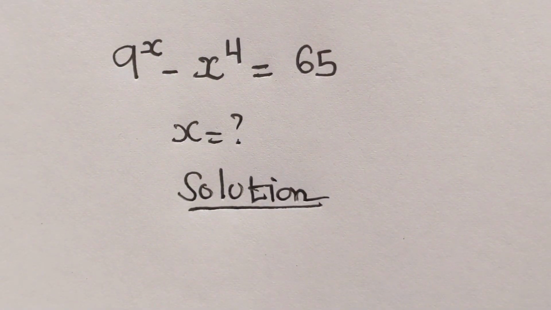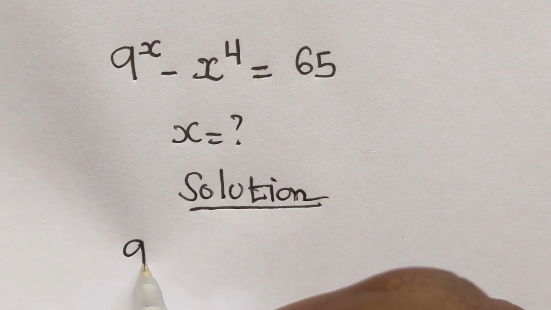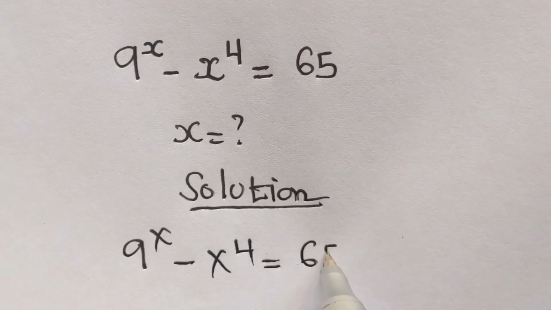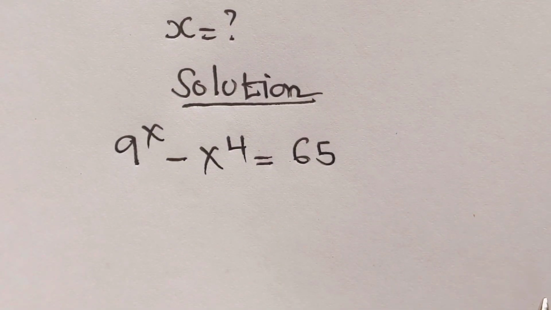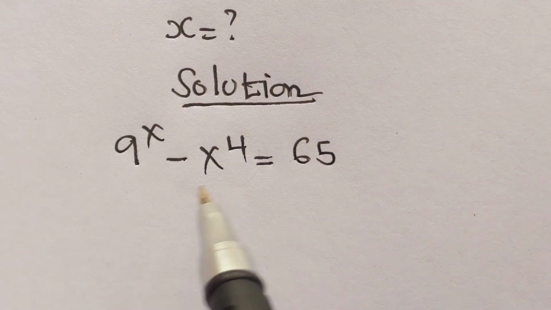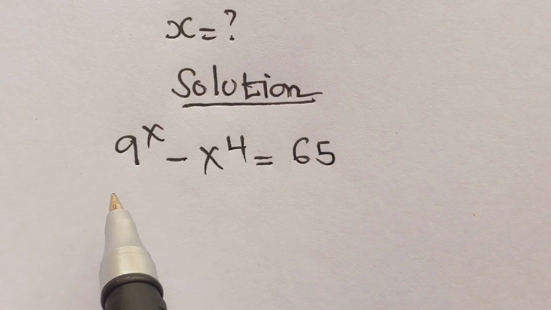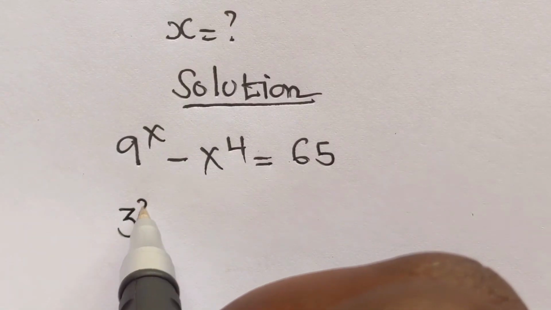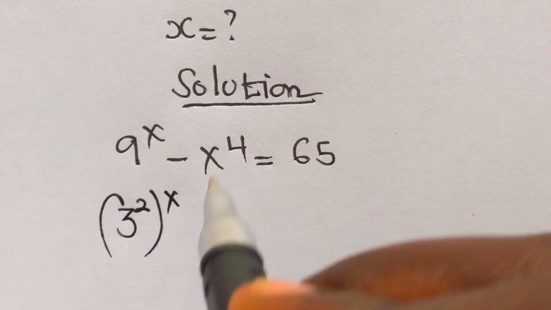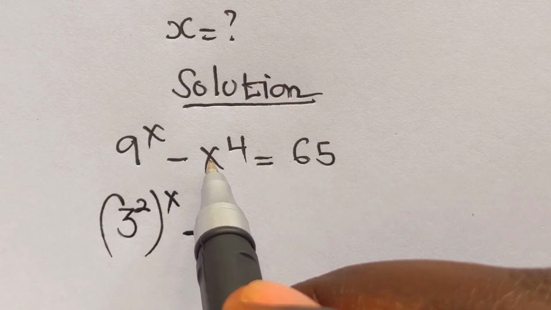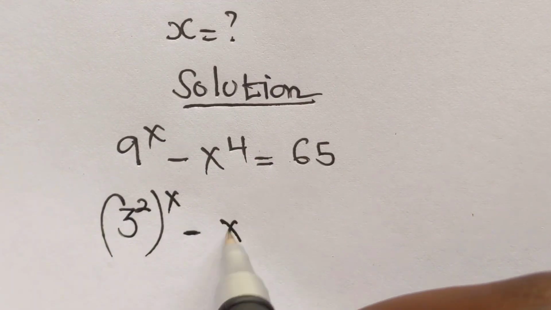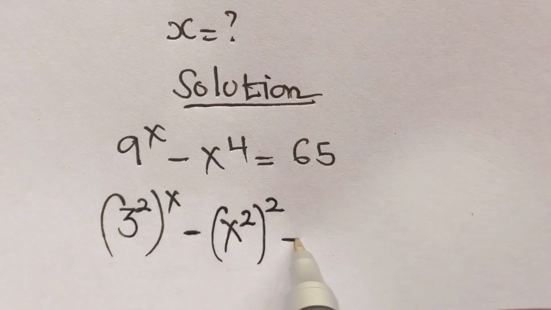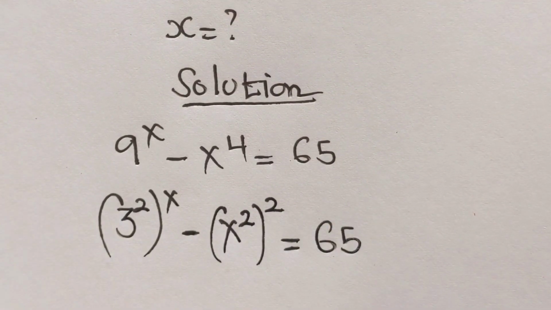First thing here is to copy. We have 9 power x minus x power 4 equals 65, and we have only a single equation that we are going to deal with. This 9 can be written as 3 squared, then power x, minus x power 4, which can be written as x squared power 2. Nothing has been changed, so it is equal to 65.